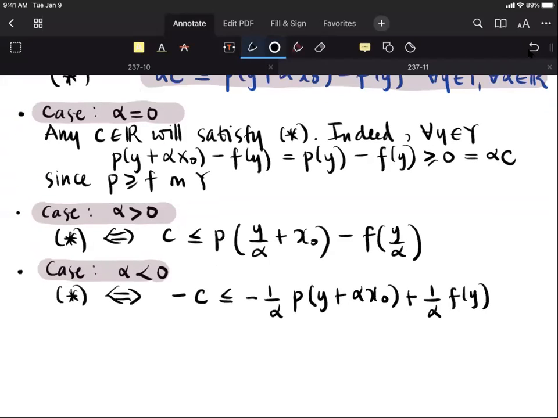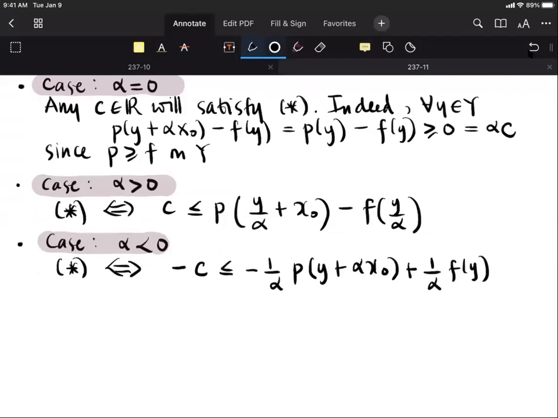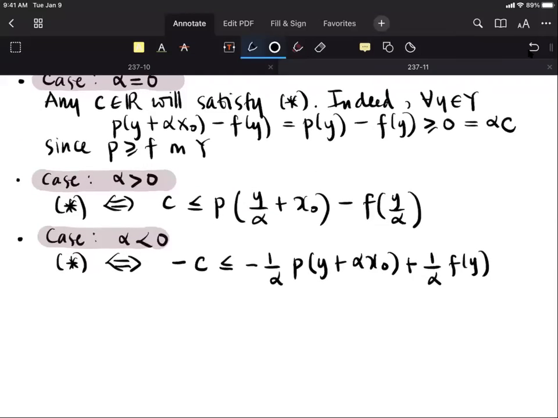F of y, okay? So this is equivalent to, but first, let us write this as follows. So we can put this inside P since negative 1 over alpha is now positive, plus, and then applying linearity of f alpha.